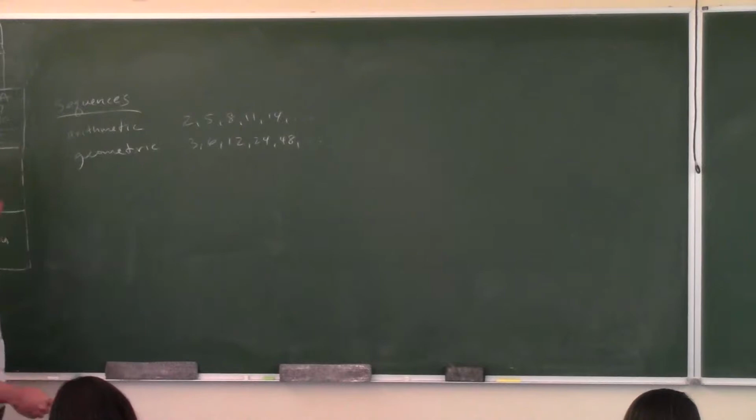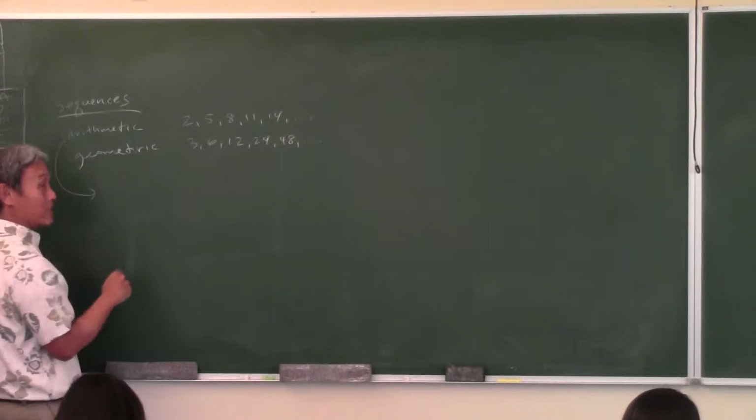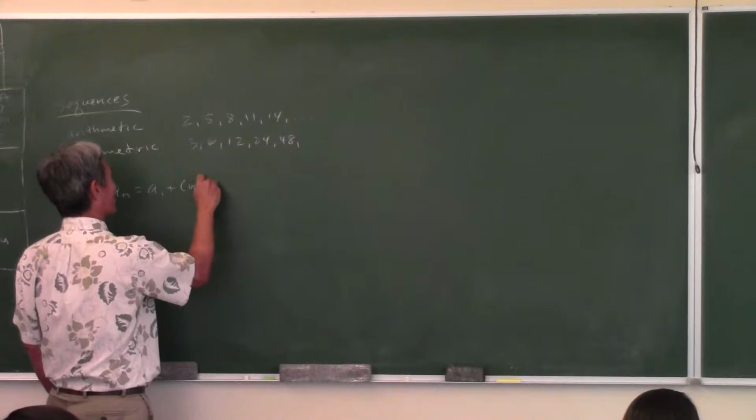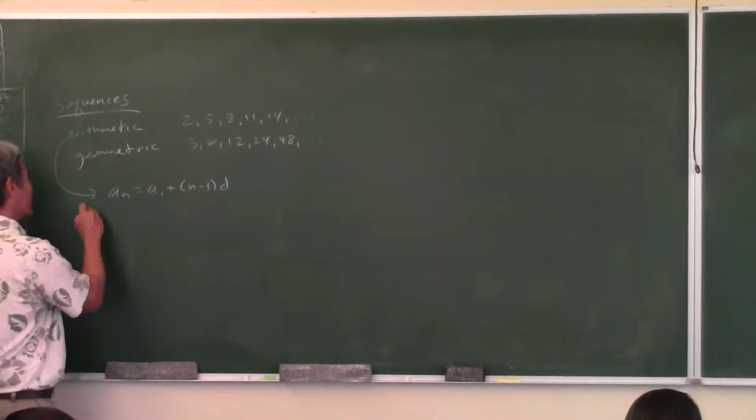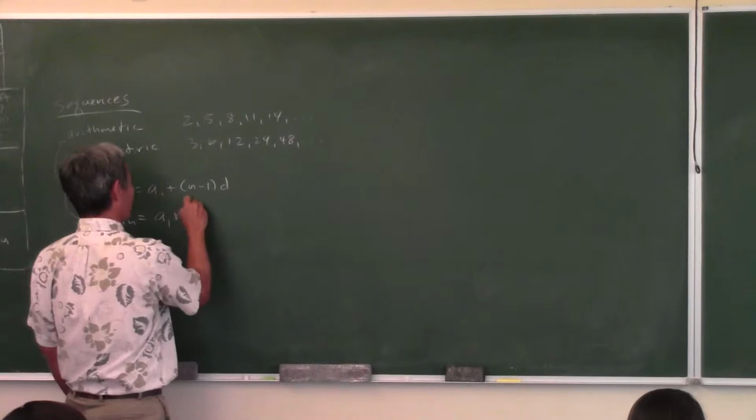So for an arithmetic sequence, the explicit formula is a sub n is equal to a sub 1 plus n minus 1 d. Bam. Does that sound familiar? For a geometric sequence, the explicit formula is a sub n equals a sub 1 times r to the n minus 1.